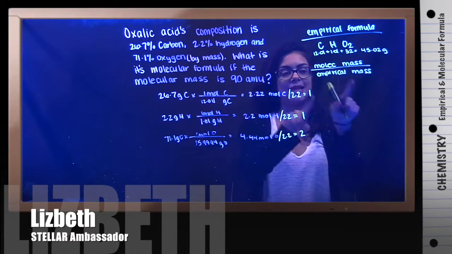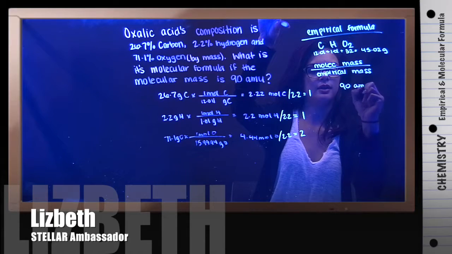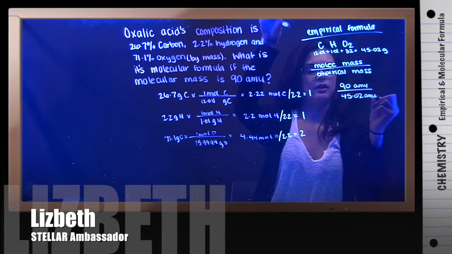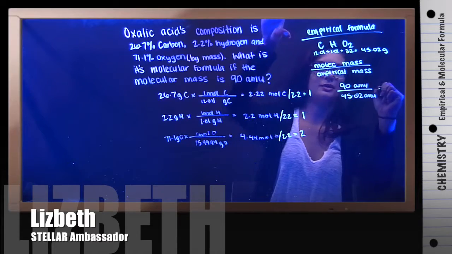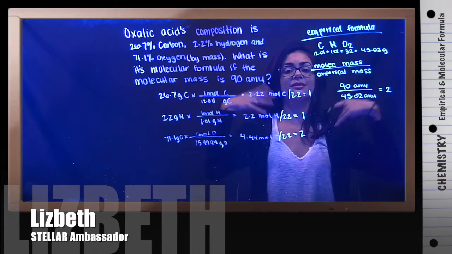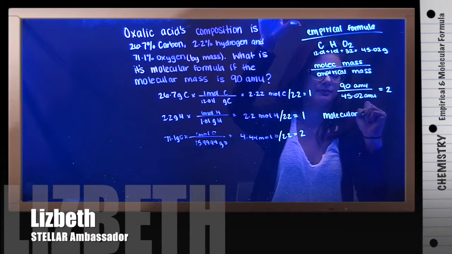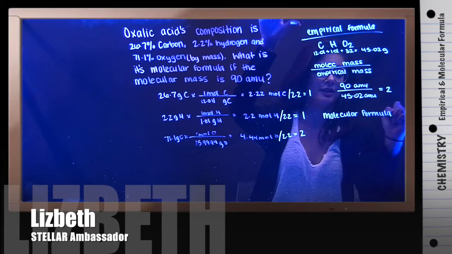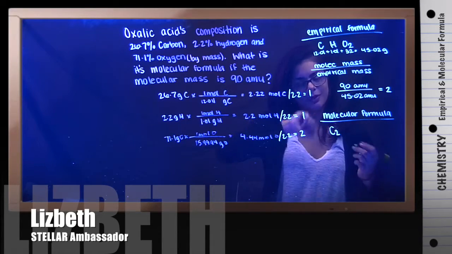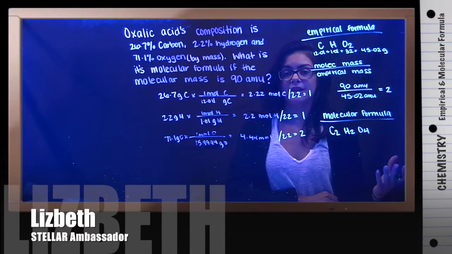So they gave me the molecular mass, and now I have the empirical mass, so now I can find that ratio. My molecular mass is 90 AMU, and this is technically 45.02 AMU. When you divide 90 by 45, that's going to give you approximately 2. So that means that in relation to the empirical formula, the molecular formula is everything doubled. So the final answer for my molecular formula is going to be my empirical formula times 2. So 1 times 2 is 2, and now I have 2 carbons, 2 hydrogens, and 4 oxygens. And that's going to be the molecular formula of oxalic acid.